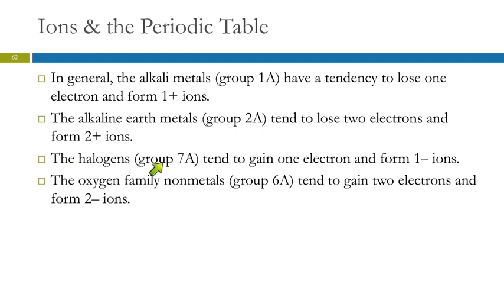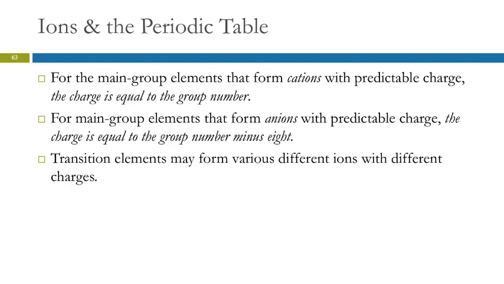Over here, for the halogens in group 7A, the nearest noble gas is one column to the right. If a halogen gains 1 electron, it'll have the same number of electrons, and so they form 1- ions. The oxygen family doesn't really have a name, but group 6A tends to gain 2 electrons, making a 2- ion.